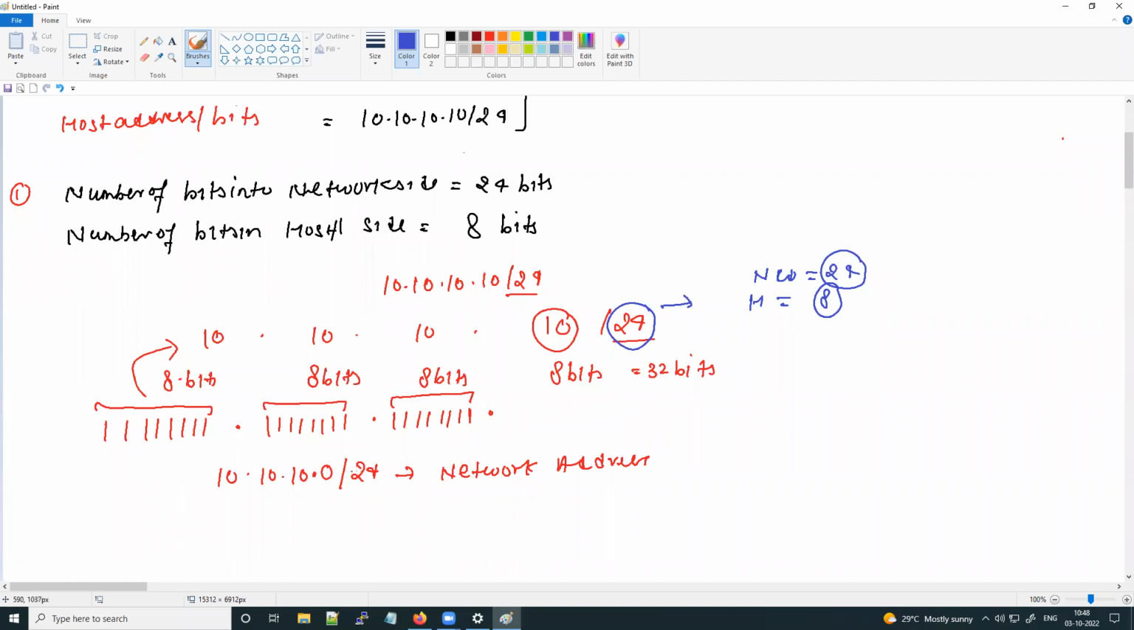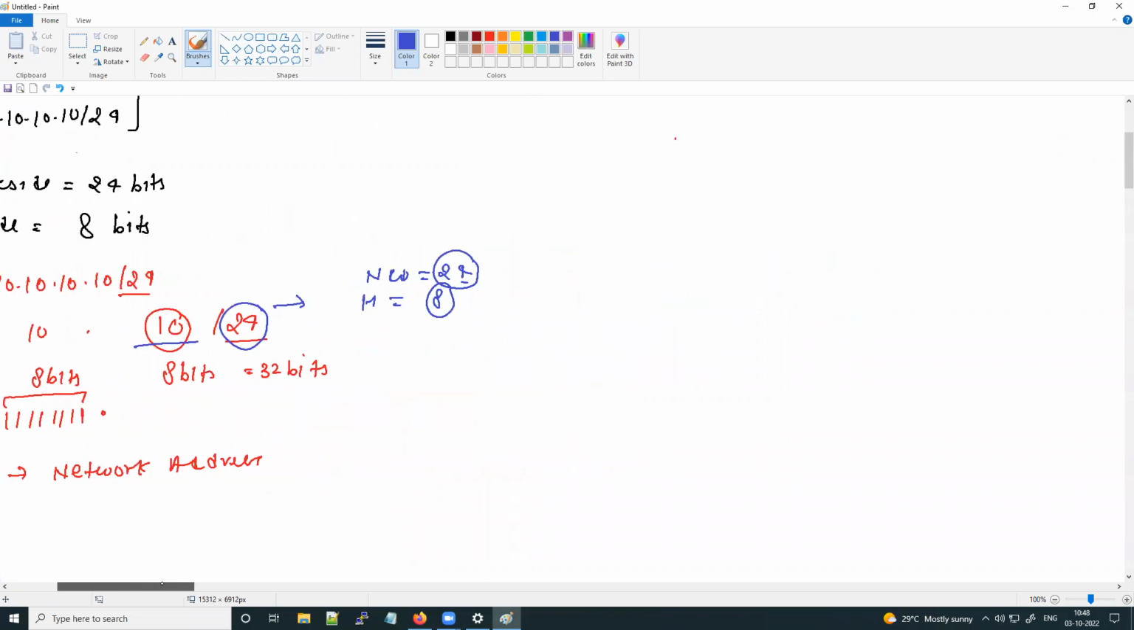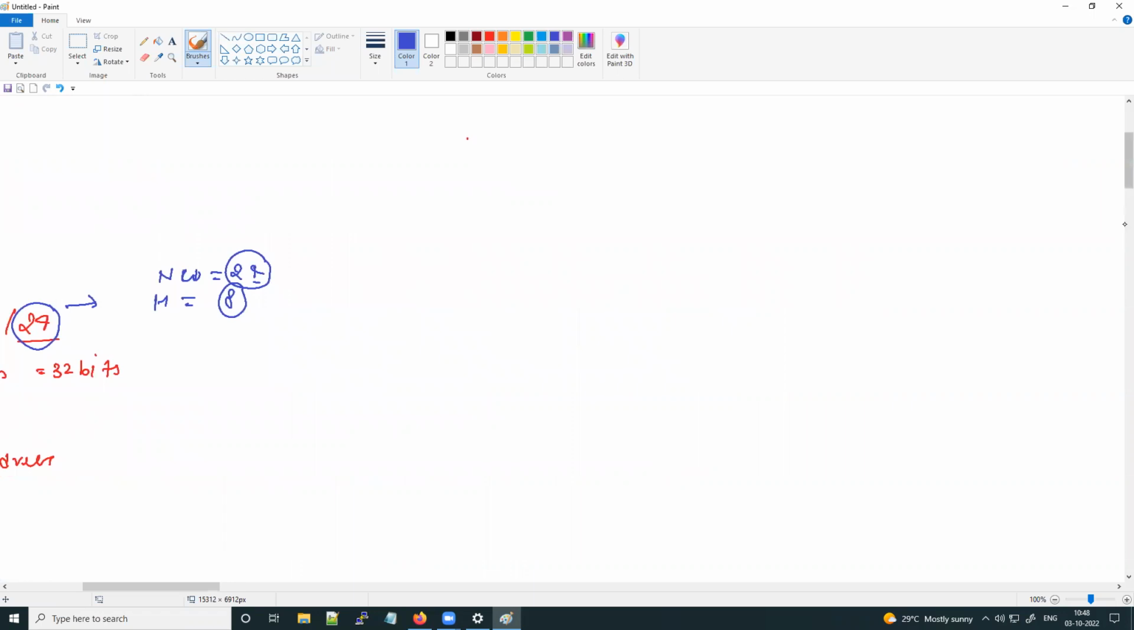So to write down the network address, you have to make all 24 network bits 1 and the host bits 0. The host IP address we have is .10, which would become 0, and 10.10.10.0/24 would become the network address, right? And before coming to the host address, let's come here.